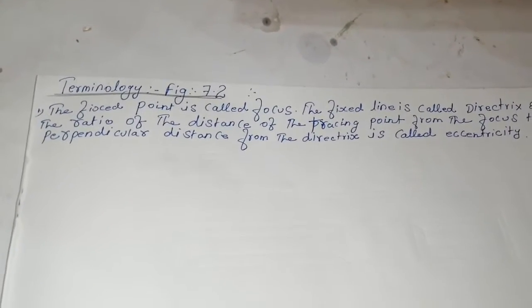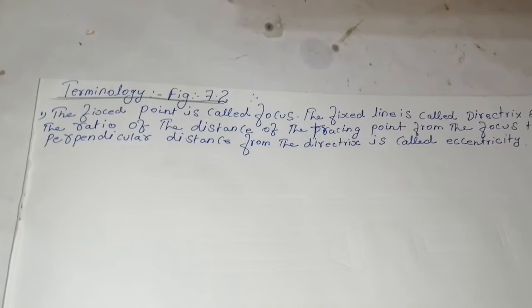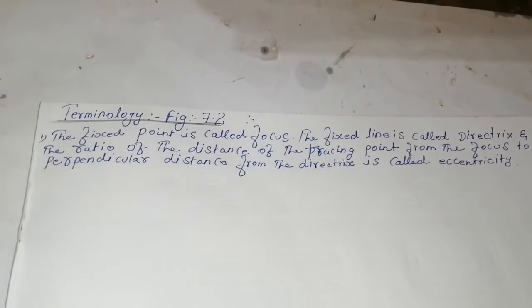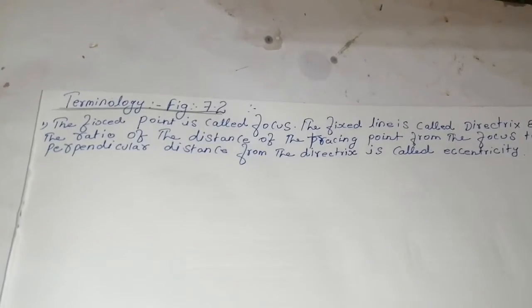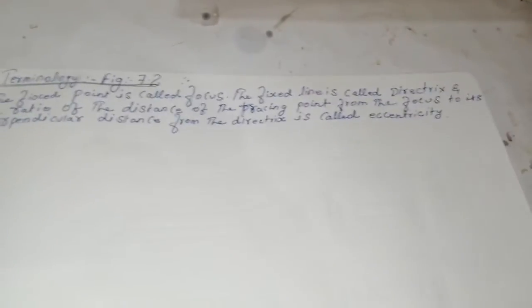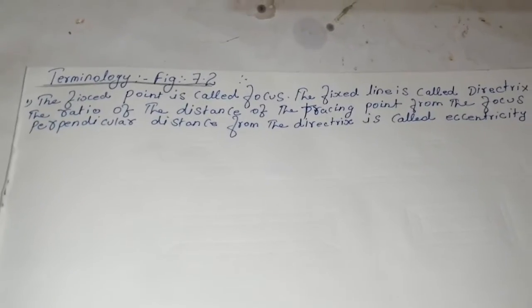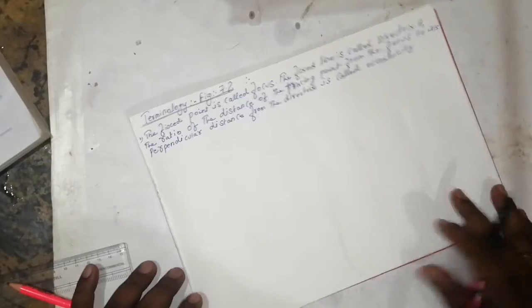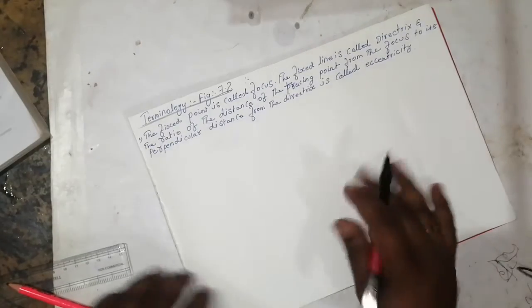The point where the curve cuts the axis is called the vertex. Then directrix, hyperbola, parabola, axis, ellipse. How it will come, I'll show you. This is the question which has been given. The question is conical section terminology.